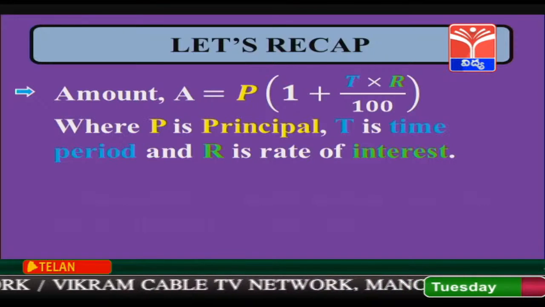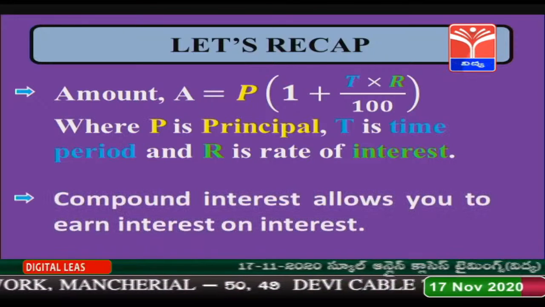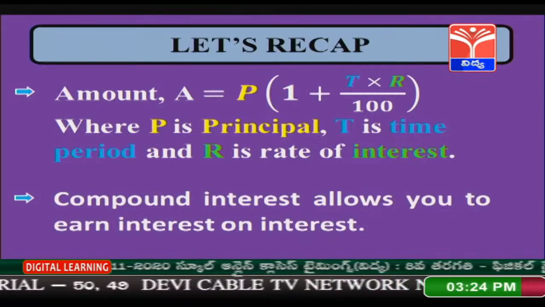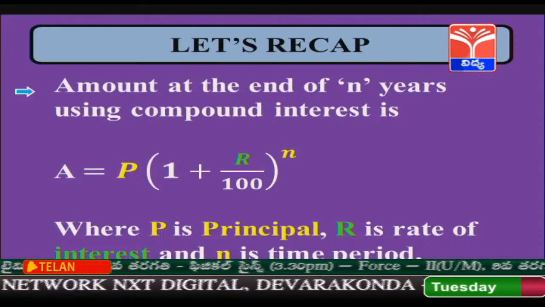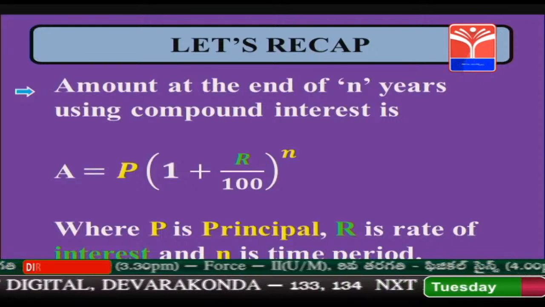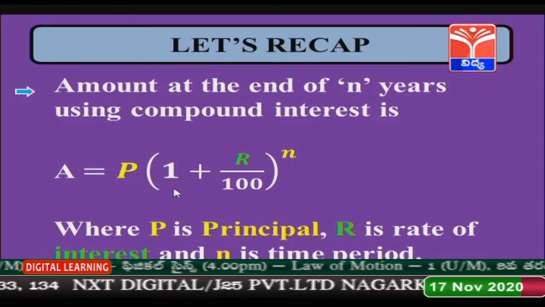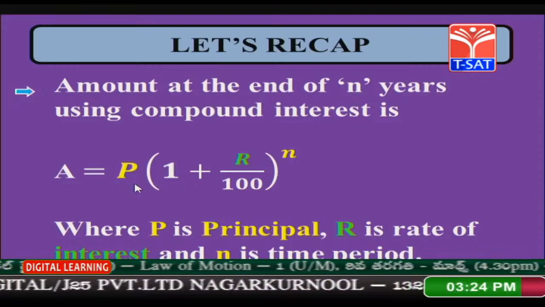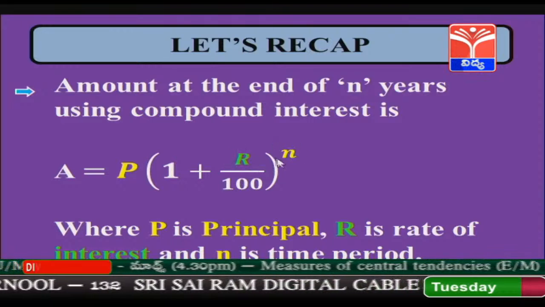Okay, children. Compound interest allows you to earn interest on interest. The amount at the end of n years using compound interest is given by A is equal to P into (1 plus R by 100) whole power n. Here P is the principal, R is the rate of interest and n is the time period.